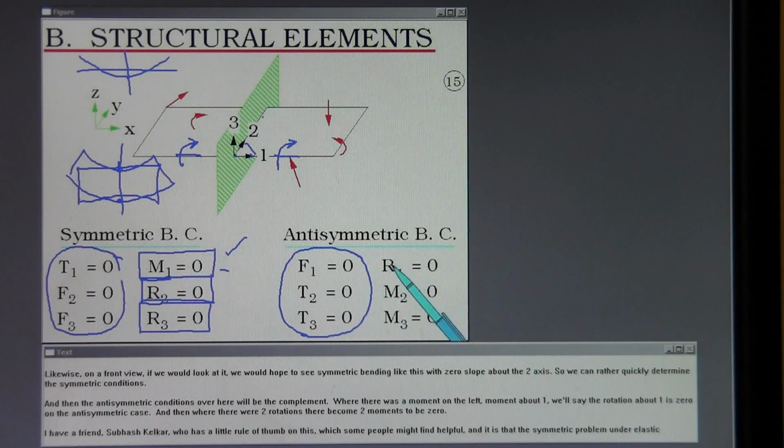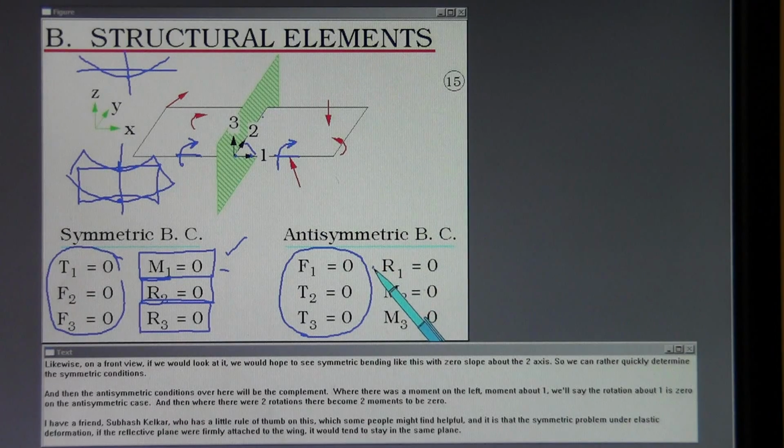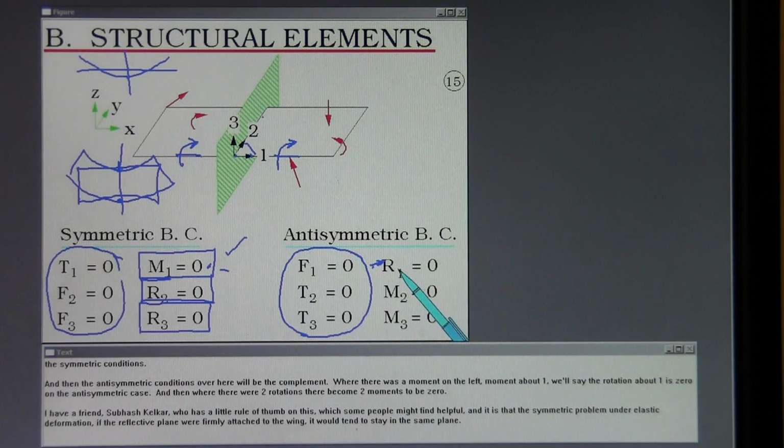And then the antisymmetric conditions over here will be the complement, where there was a moment on the left, moment about 1, we'll say the rotation about 1 is 0 on the antisymmetric case. And then where there were 2 rotations, there become 2 moments to be 0.